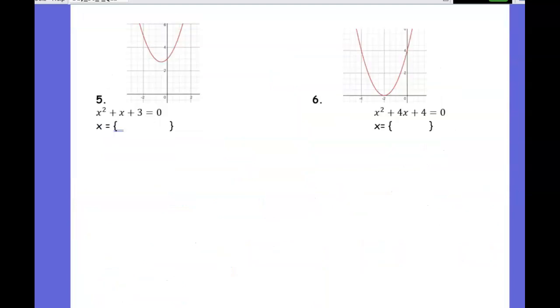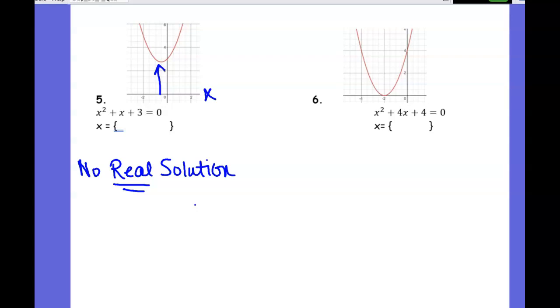If I look at number 5, notice the graph never touches the x-axis. Here's our x-axis down here. See how it's way above it? This is an example of no real solution. We call it no real solution because we use the real number system. There's something called the imaginary number system that you'll get to in Algebra 2. But right now, we know that there's not going to be a real solution.